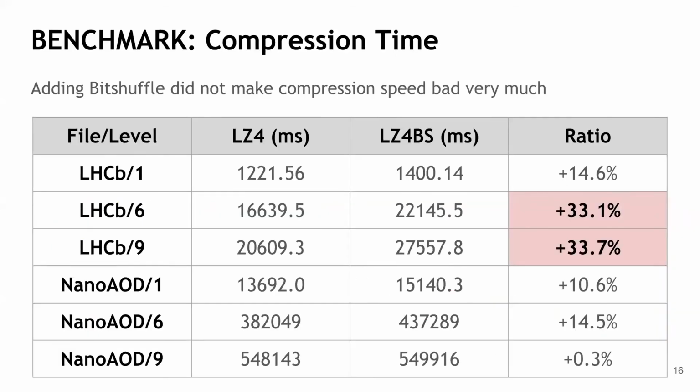Next, a benchmark about compression time. As I said before, LZ4PS requires extra computation other than LZ4, and the compression speed can become bad. However, as shown in this table, the time required in compressing files with LZ4PS was at most about 30% longer than with LZ4, which I think is reasonable considering the big improvement in the compression ratio with LZ4PS.